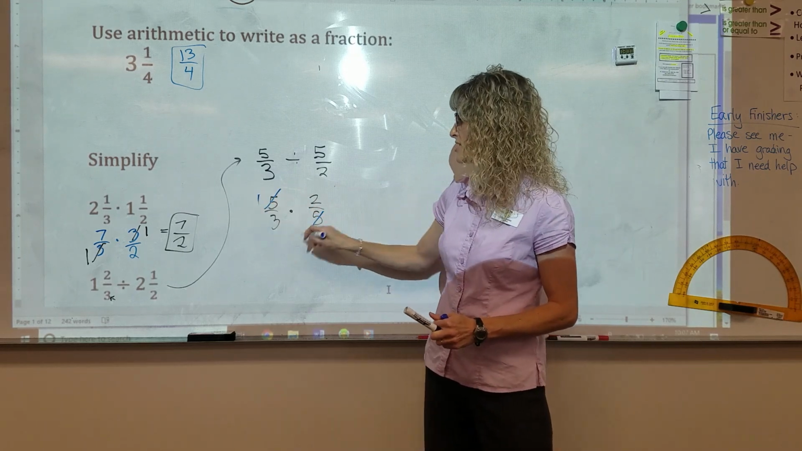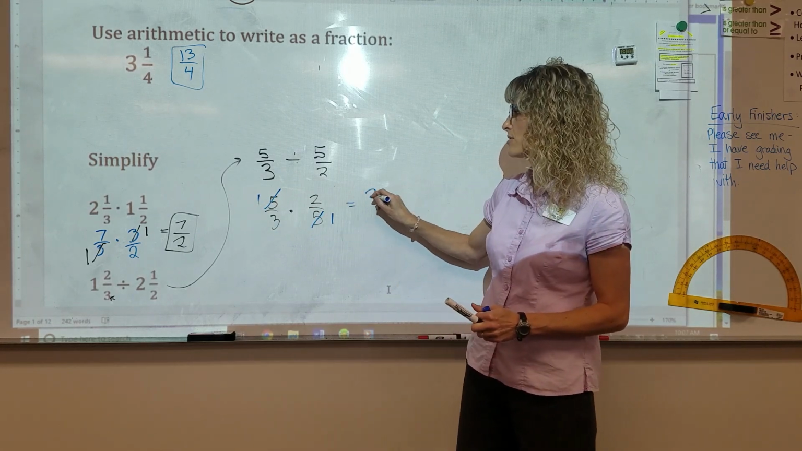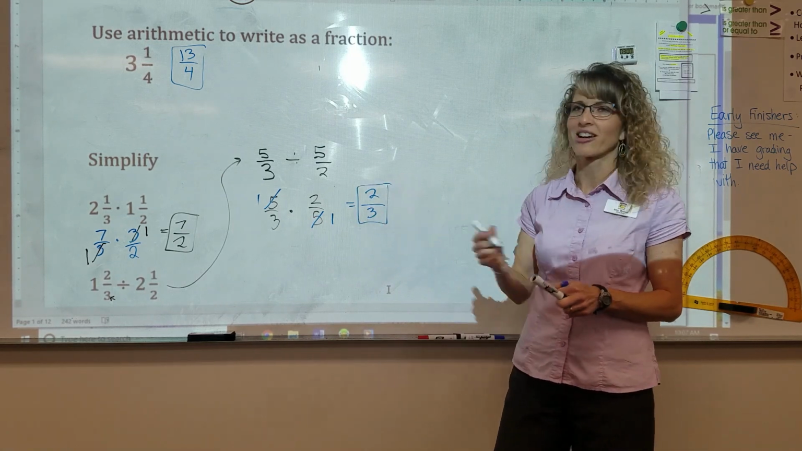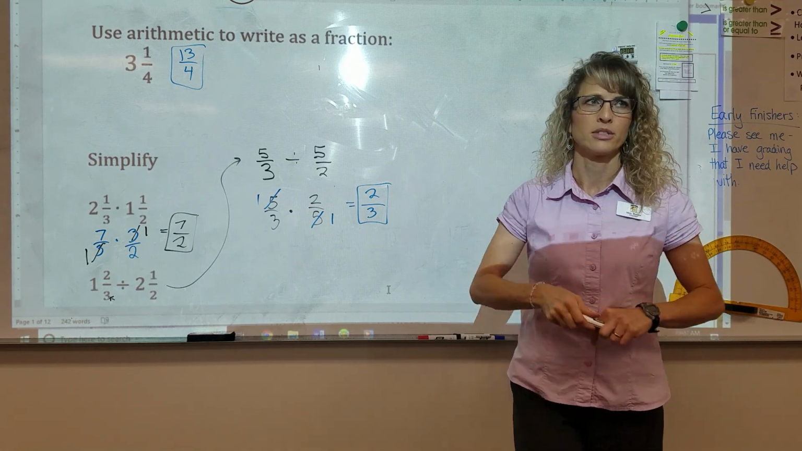5 goes into itself once, 5 goes into itself once. 1 times 2 is 2. 3 times 1 is 3. We'll box our answer. Any questions on that so far?